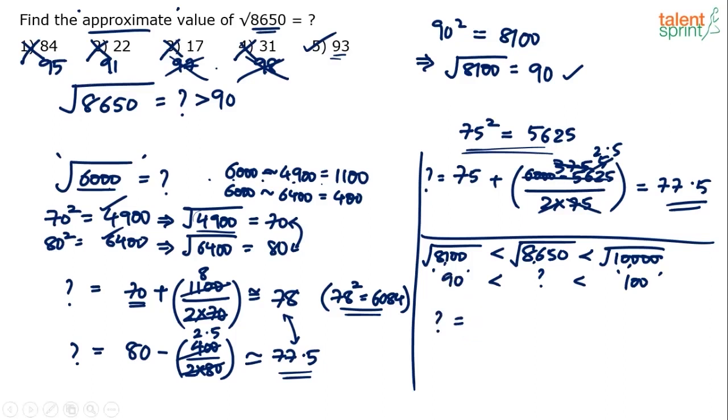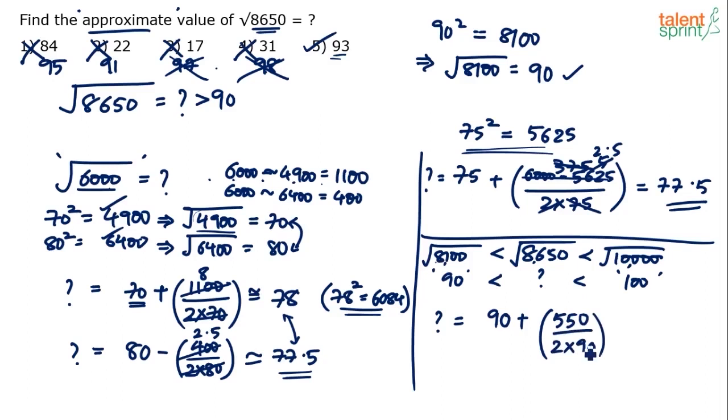Same process. Let's consider 8100. So square root of 8100 is 90. I know that question mark should be more than 90, it is greater than 90. So 90 plus something. What is that something? The difference between 8650 and 8100. The difference between 8650 and 8100 is how much? 550. Yes or no? 8650 minus 8100, 550. Divide by 2 into 90.